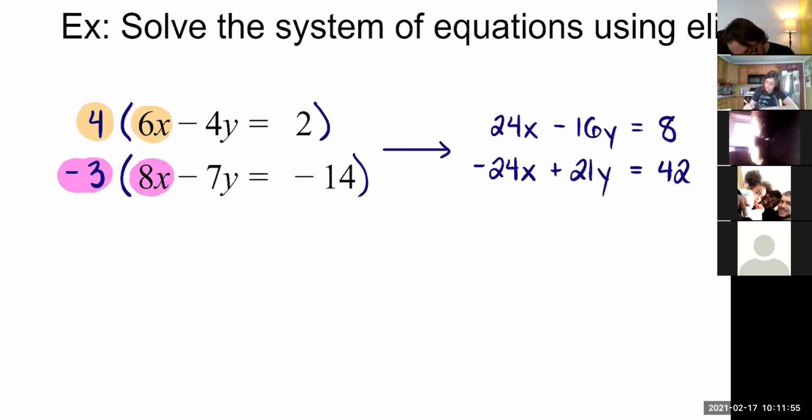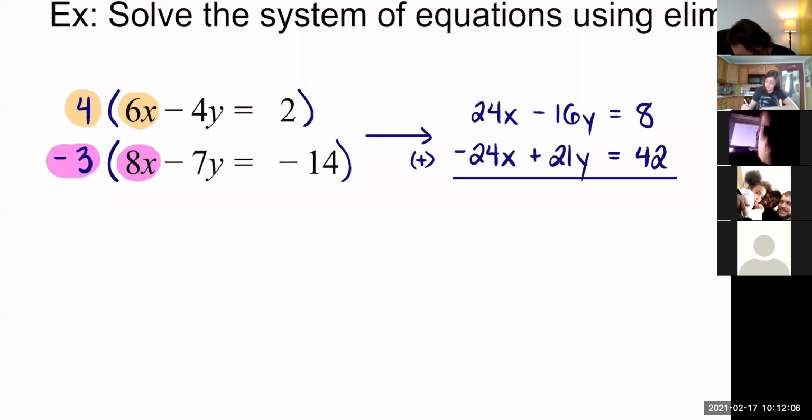So we're excited now, though, because when I go to add these two new equations, which have just been scaled out a little bit by either a factor of 4 or a factor of 3, the 24x plus the negative 24x is gone. It's 0x, it eliminates. Great news. Then I go to the y's, negative 16y plus 21y, I believe gives us a positive 5y. Bring down my equal sign. And then 8 plus 42 is going to give me 50.